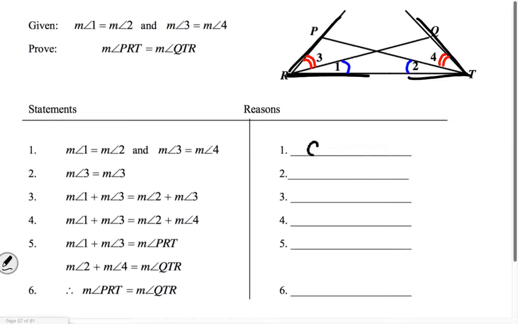So we're starting with our given. And we're saying measure of angle 3 equals measure of angle 3. We know what that is. Reflexive property. Usually when we have reflexive property, we're getting ready to add it on both sides. Did I do that? Yep, I added it on this side and I added it on this side. So this is the addition property of equality.